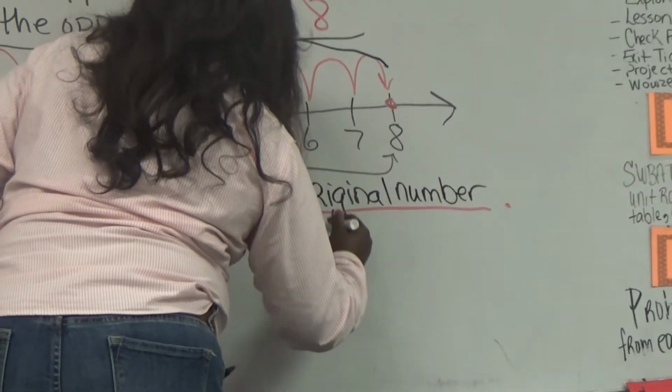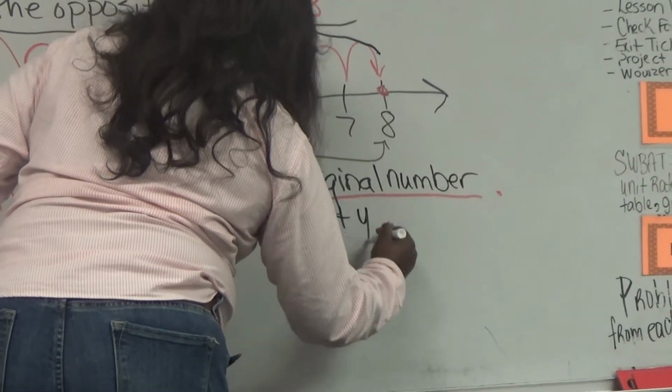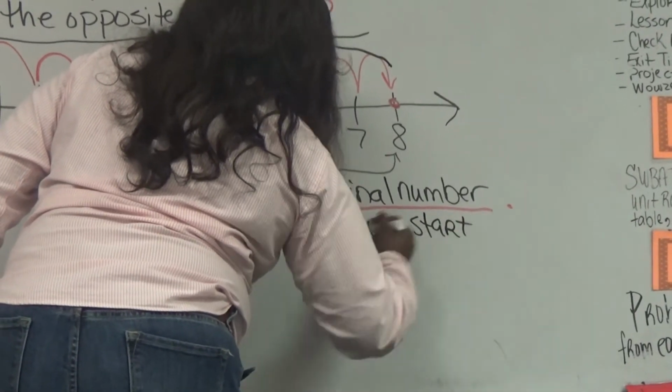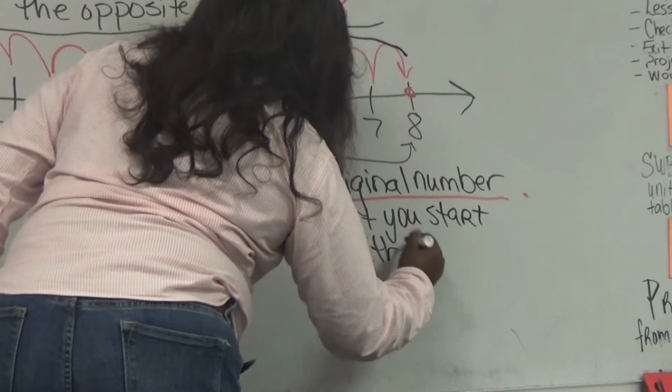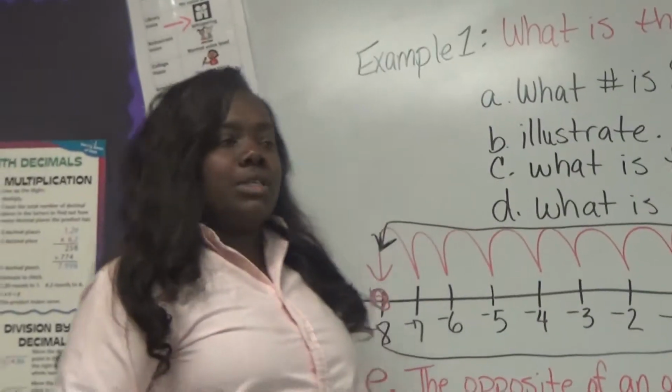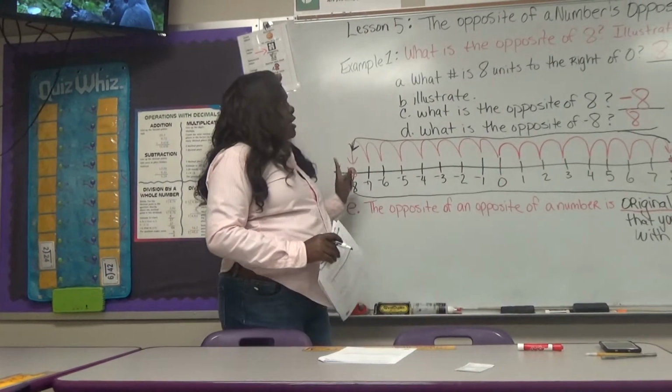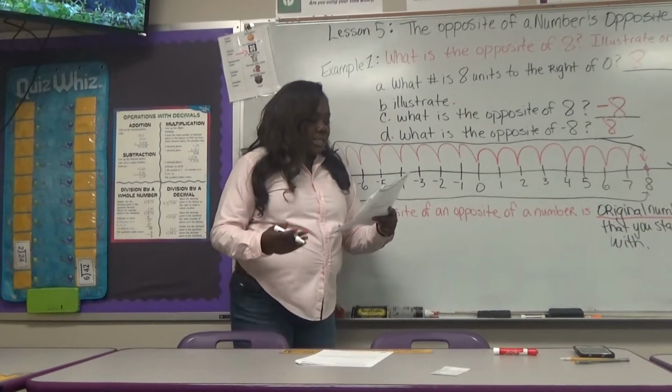Okay? So I'm going to write that all the way out: the original number that you start with. It's really wordy, but it's really simple once you really get it. So make sure that you use this number line and you draw the lines all the way out so that you can really see it.